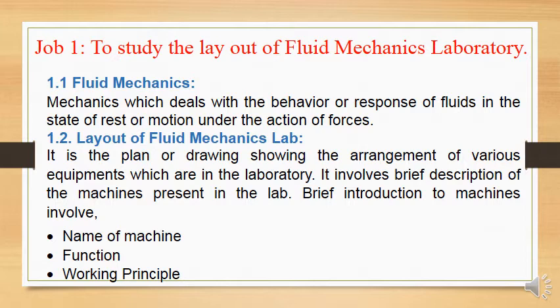1.2 is the layout of the fluid mechanics lab. It is the plan or the drawing showing the arrangement of the various equipment in the laboratory, and it involves a brief description of the machine parts in the lab, a brief introduction to the machines involved, the name of the machine, function and working principle.